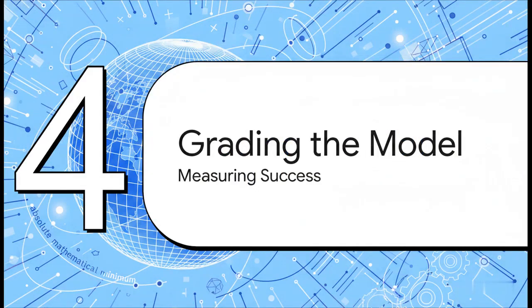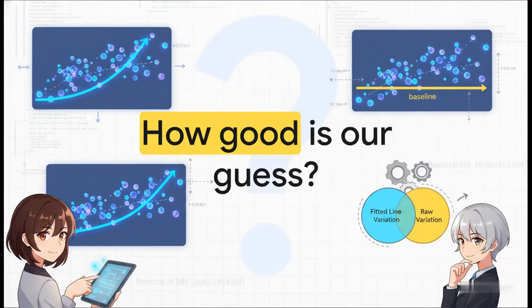Section 4. Grading the model, measuring success. Okay, so once the machine has spun the line around and found the absolute mathematical minimum for those errors, we have to ask the obvious follow-up. How good is our guess? Having a fitted line is great and all, but how do we quantify if it actually makes good predictions?